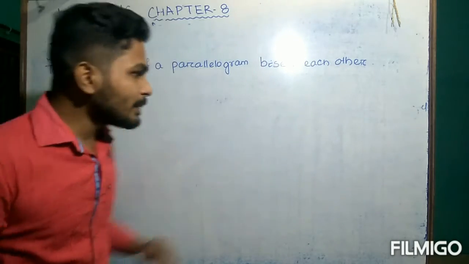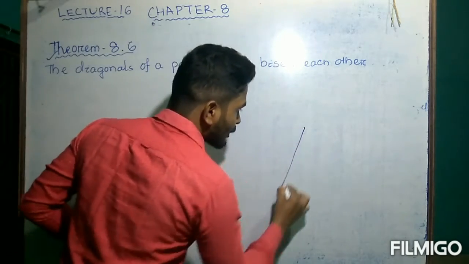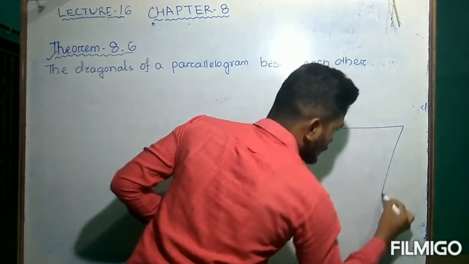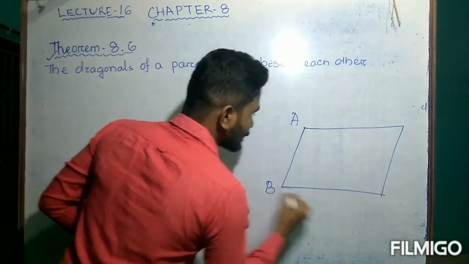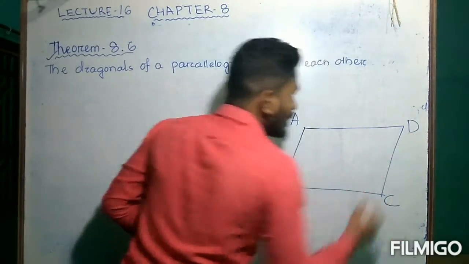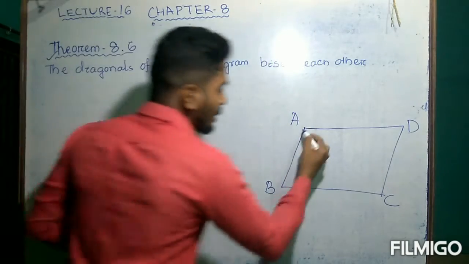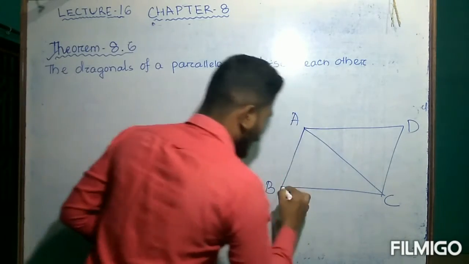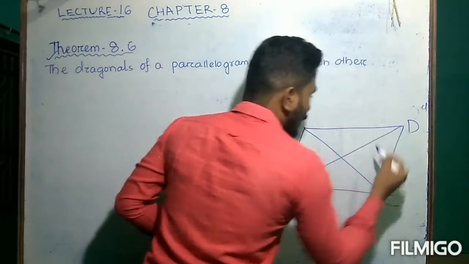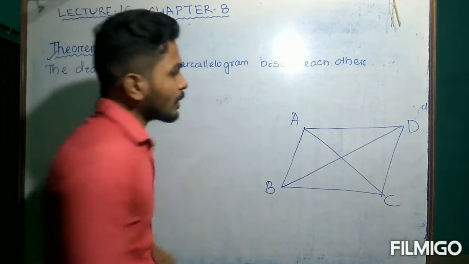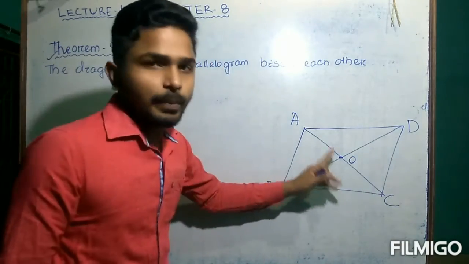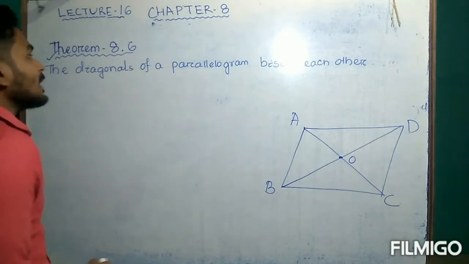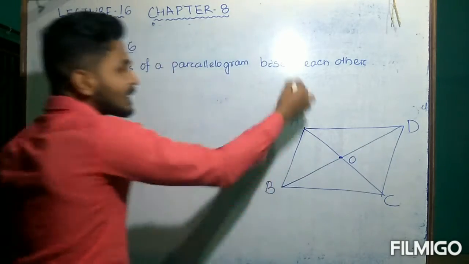It means if there is a parallelogram like this, suppose this is a parallelogram, now in this parallelogram, how many diagonals are possible? Two diagonals possible, right? Diagonal AC and diagonal BD, and both the diagonals intersect each other at a common point. Let's say this is O, and this is known as the point of intersection. Now according to the statement, these two diagonals bisect each other.